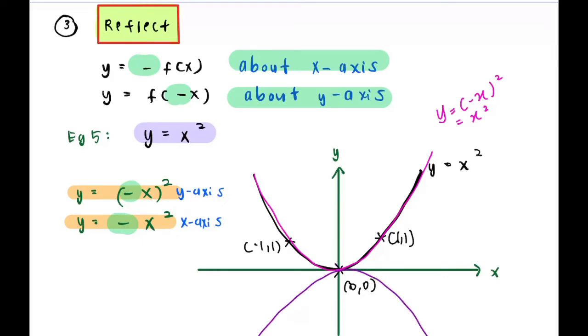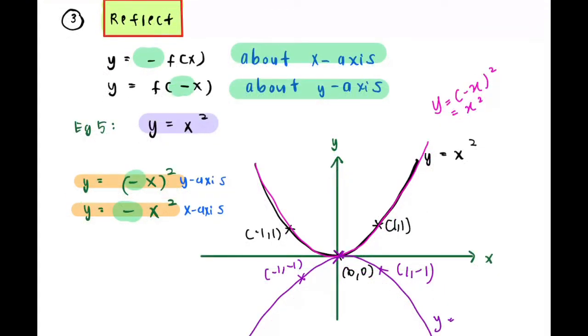So let's put the new coordinates. 0, 0 stays the same. 1, 1 will become 1, minus 1. Minus 1, 1 here will become minus 1, minus 1. So now this is the graph for y equal to minus x squared.